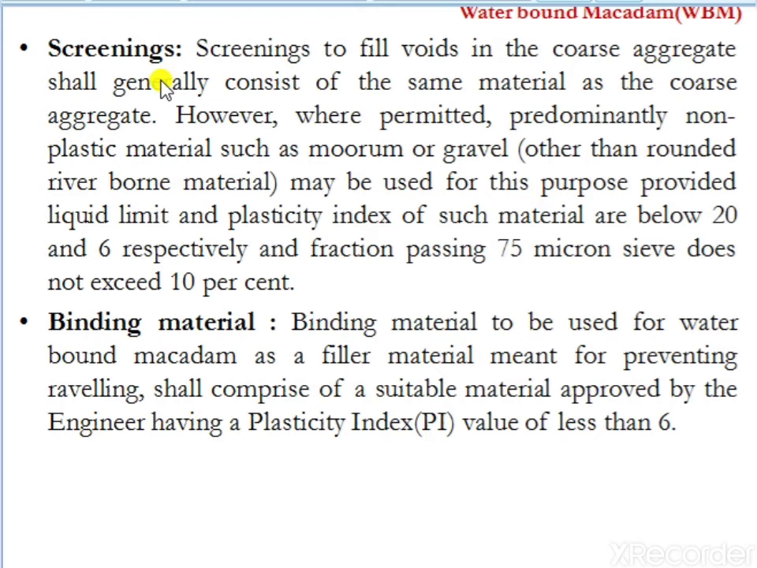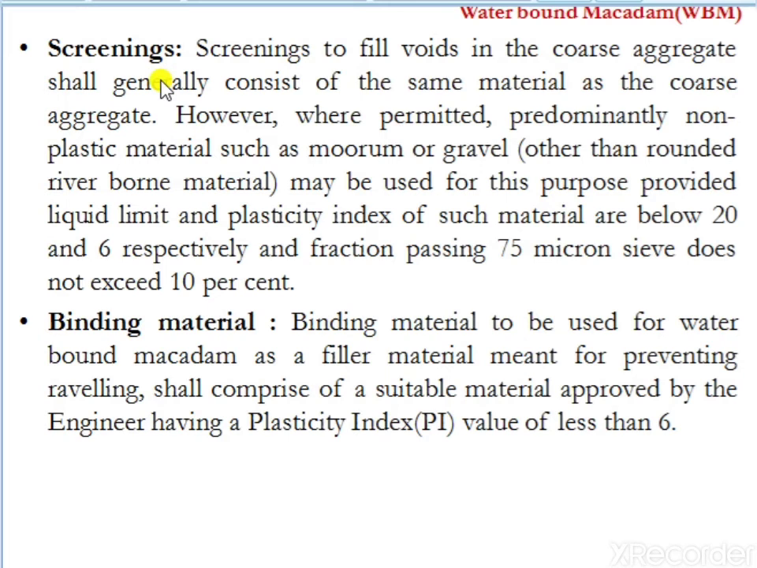So binding material to be used for waterbound macadam as a filler material meant for preventing raveling shall comprise suitable material approved by the engineer having a plasticity index value less than 6. So after laying the materials and after compacting them using a roller, the screening is done. That is, the voids are filled. So after doing all this, the material has to be bound with each other.